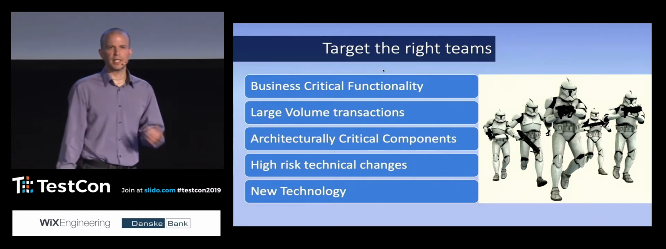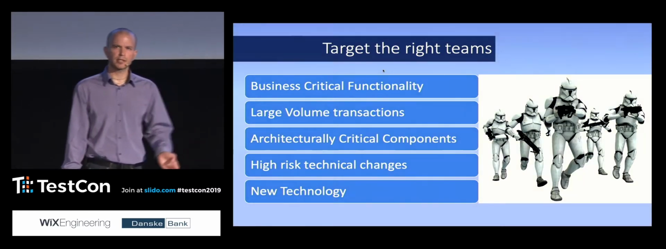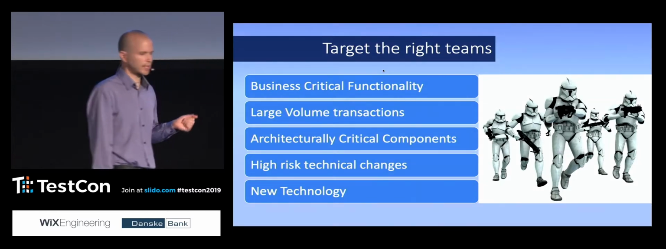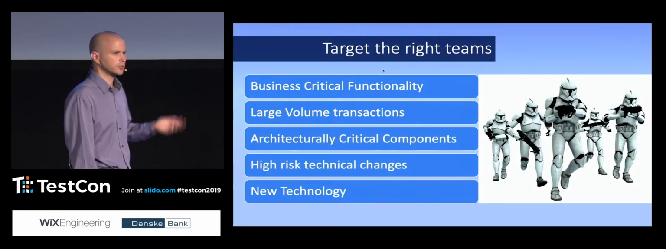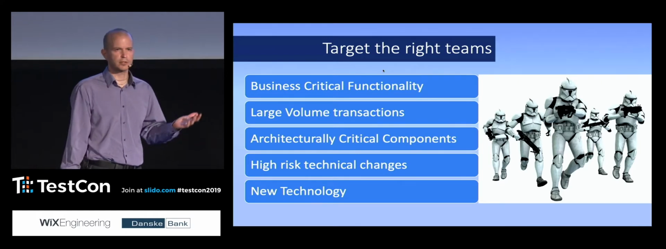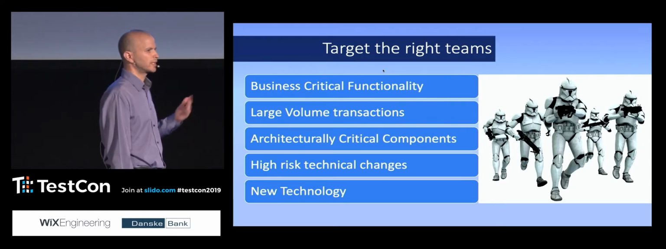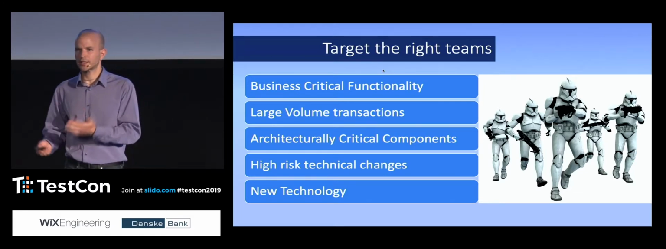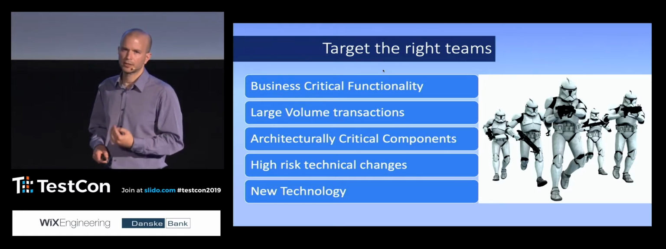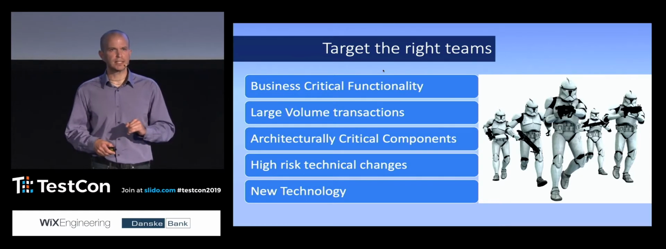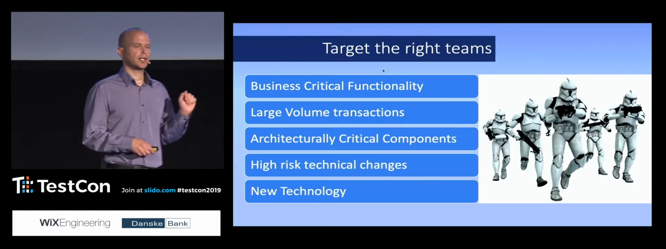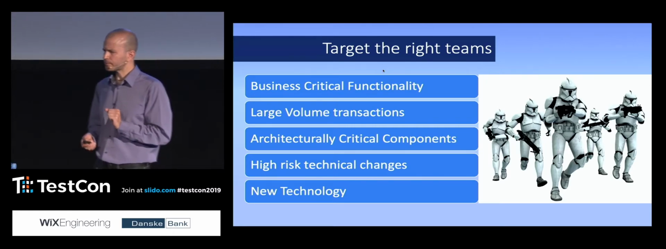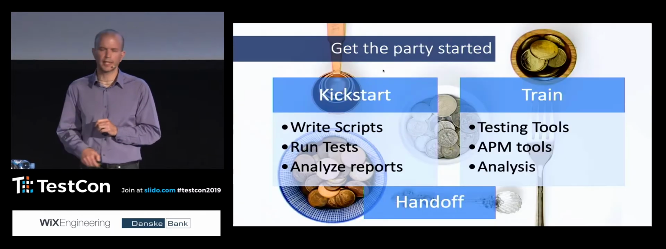But make sure you target the right teams. Performance doesn't matter for every team, every application, every product, every service. If you have a web page that just displays your store locations and hours, maybe that's not so important for performance, whereas a home page, a product page, or a login page is. If you focus on the right teams, you will get much better traction and much better results.